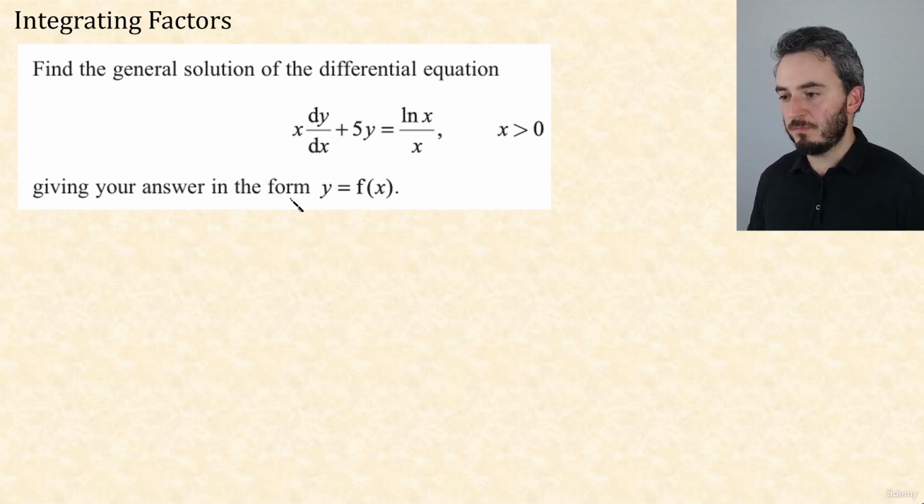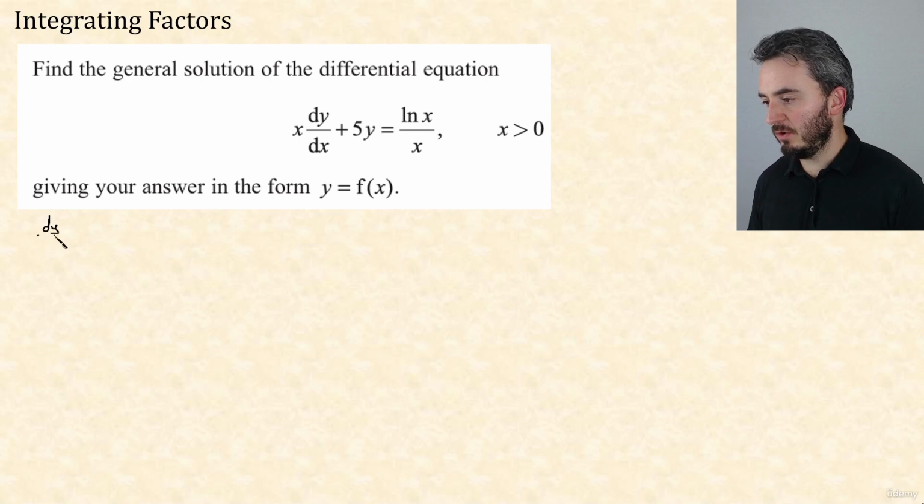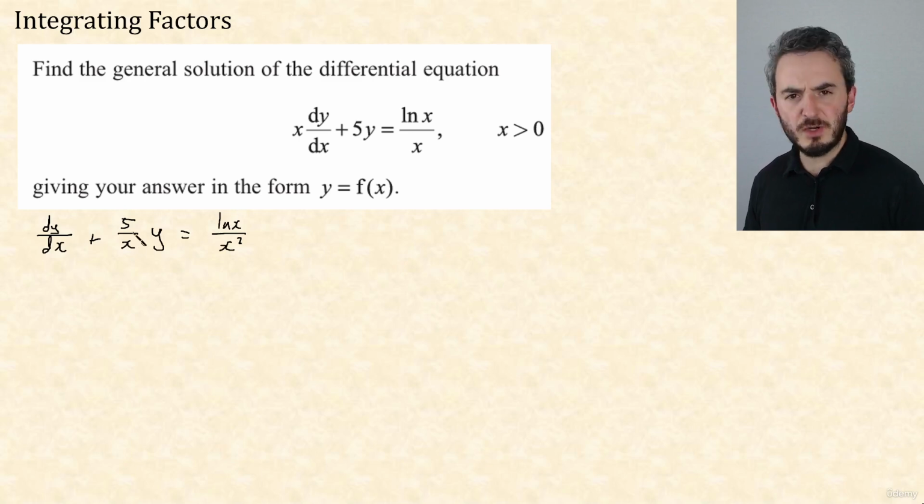So step one is make sure that our dy by dx is on its own. So I'm going to be dividing through by x. So dy by dx equals 5 over x times y, and then here we've got ln x over x squared. You'll notice that I wrote this in a bit of a strange way. Normally I'd be writing that as 5y over x, but the whole point is we want an integrating factor, and it's the function of x times y that we want. So separating out your function of x and y, keeping them separate, can help.